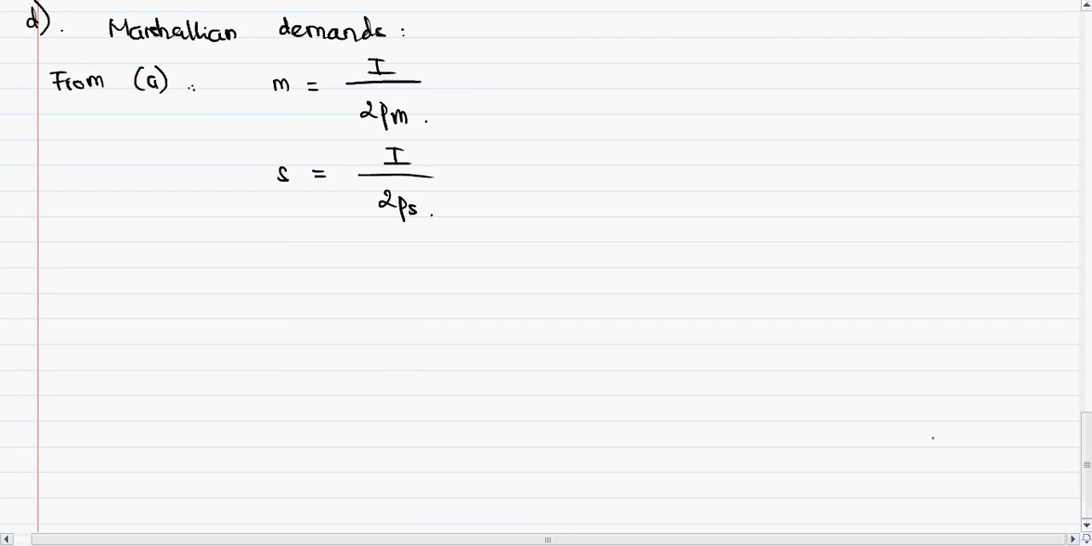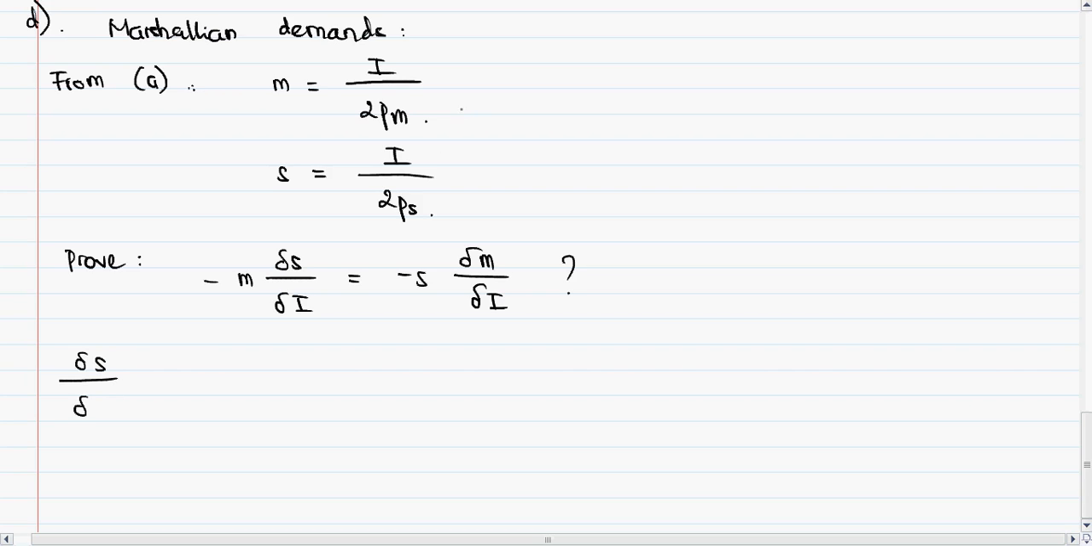Now, using the demand functions, the question is asking you to prove that the income effects are equal to each other. So we want to prove that negative M times the change in S on the change in I will be equal to negative S times the change in M on the change in I. So it is very easy: we will have to find the derivative of S with respect to I and the derivative of M with respect to I. So I'm going to do that.